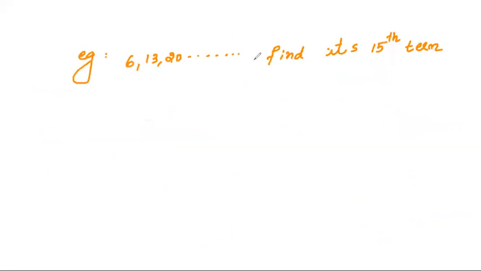Now let me do one example question. You can see that 6, 13, 20, etc. is an AP. Find its 15th term. You can see that the first term a of this AP is equal to 6. This is an increasing AP with a constant difference of 7: 13 minus 6 will give you 7, 20 minus 13 will give you 7. So I can write the common difference d is equal to 7. So the first term a is equal to 6 and the common difference d is equal to 7.